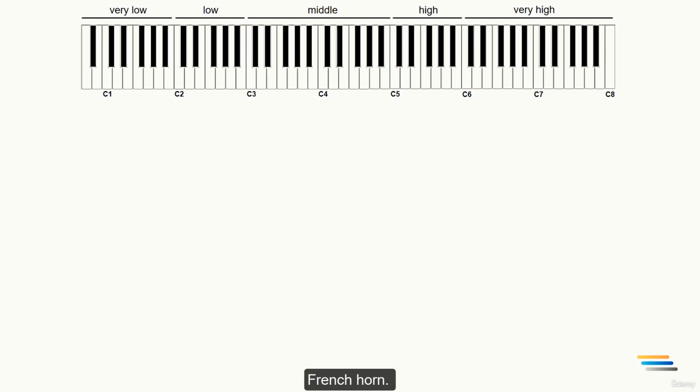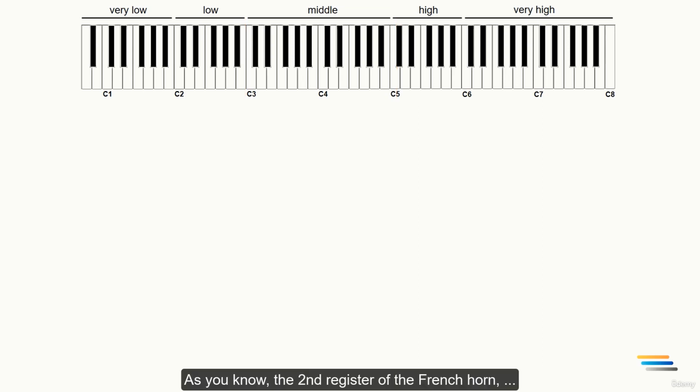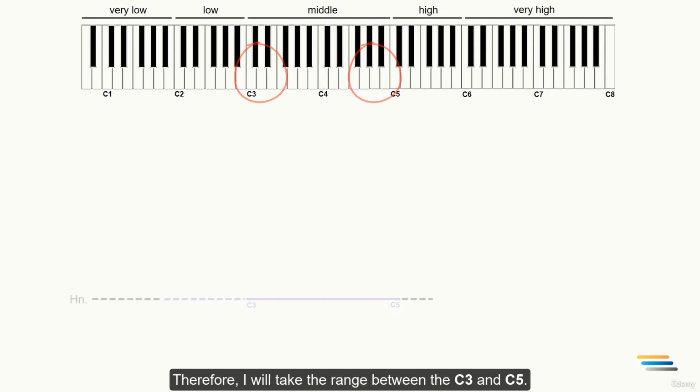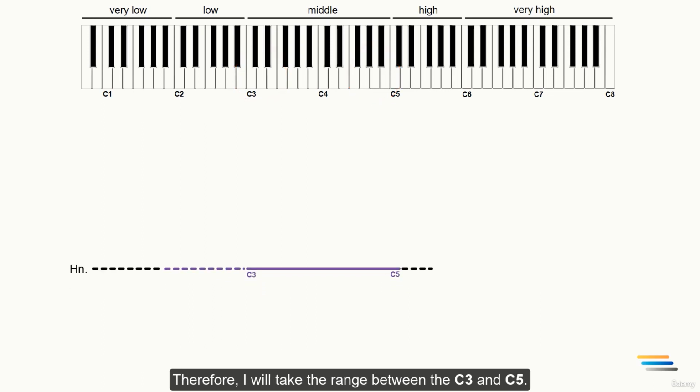French horn. As you know, the second register of the French horn that lies between F3 and F4 is the most effective. However, the half part of the first and the whole part of the third register also work well in unison and octave doubling. Therefore, I will take the range between C3 and C5.